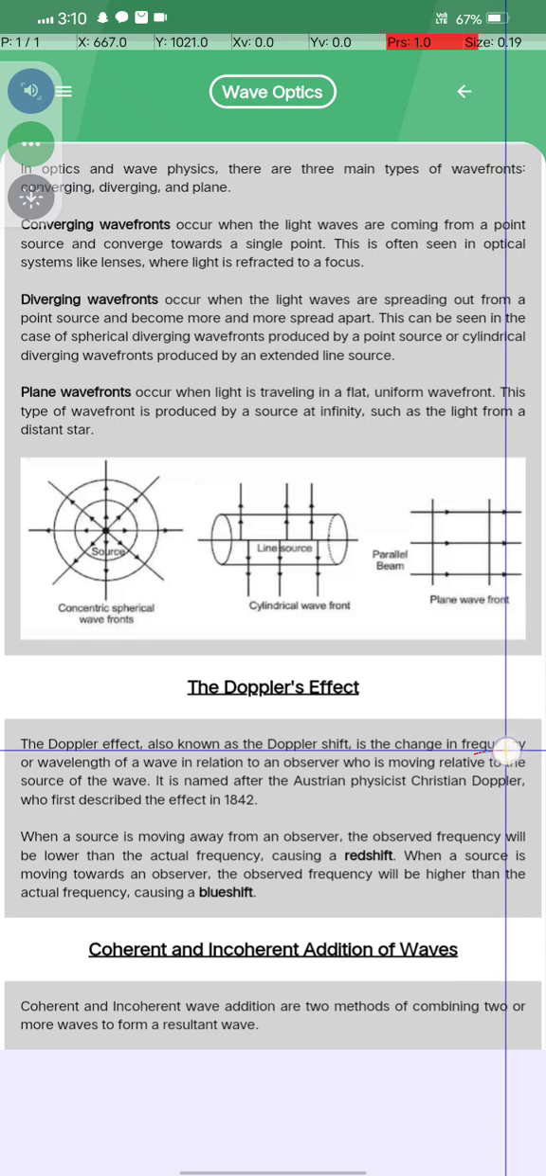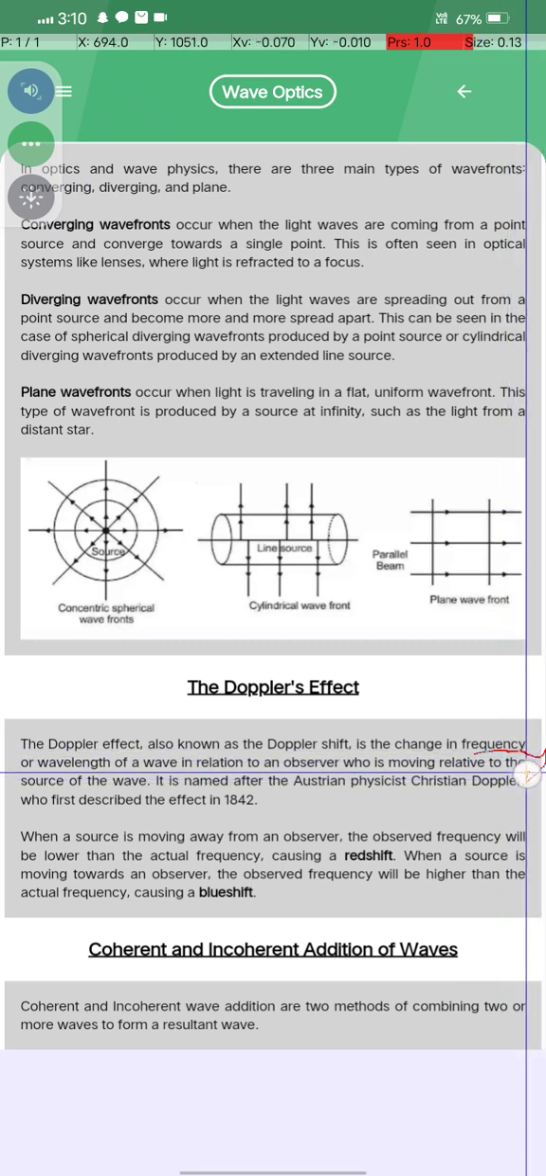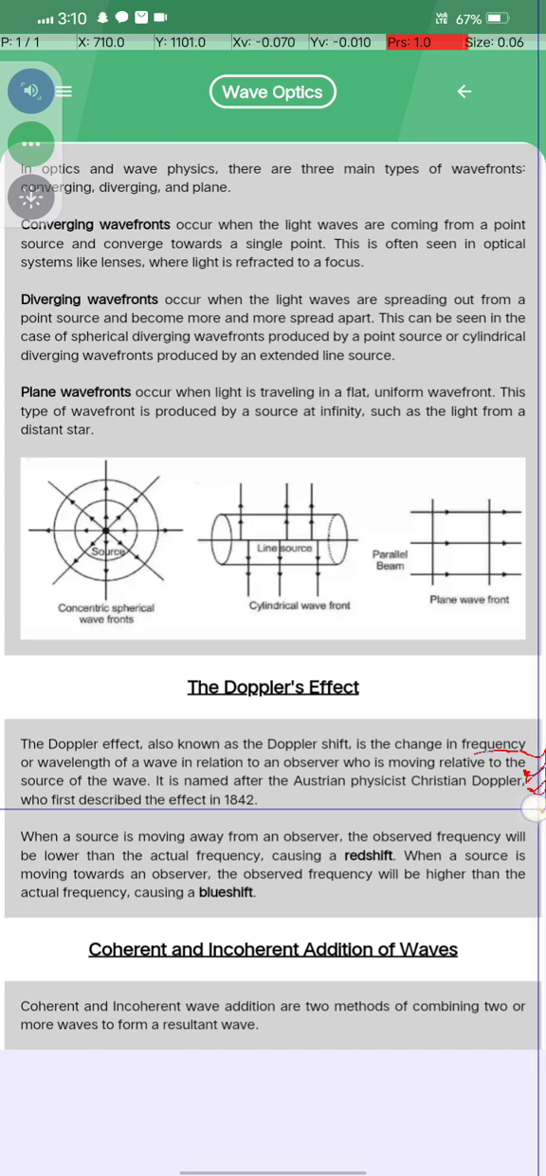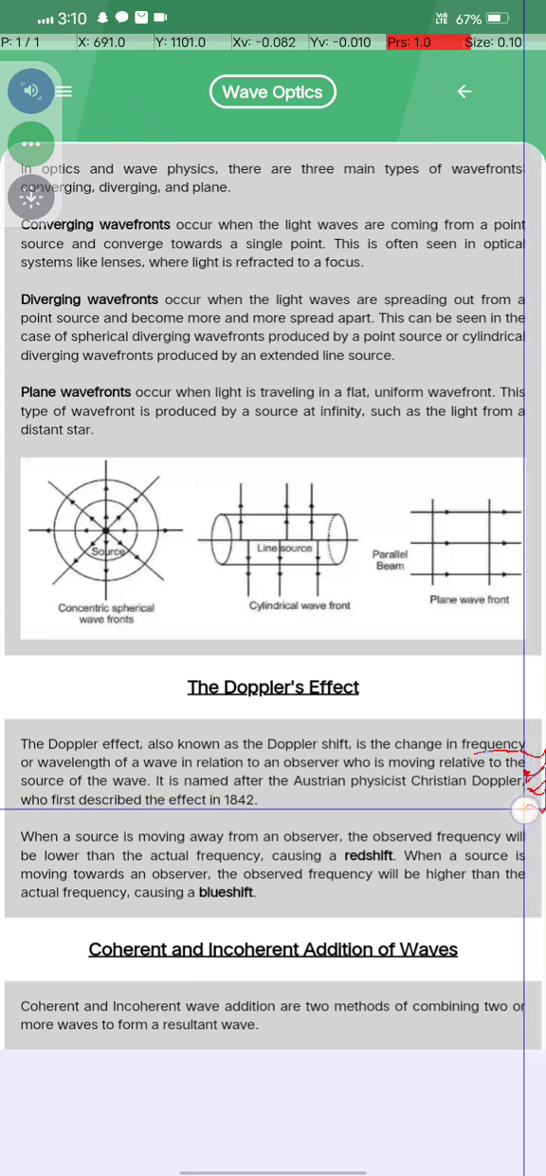The Doppler effect, also known as the Doppler shift, is the change of frequency or wavelength of a wave in relation to an observer who is moving relative to the source of the wave. It is named after the Austrian physicist Christian Doppler, who first discovered the effect in 1842.